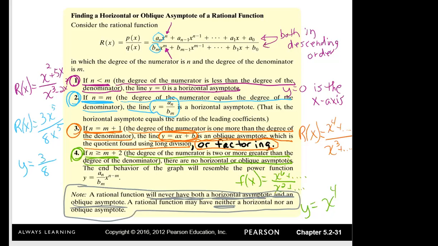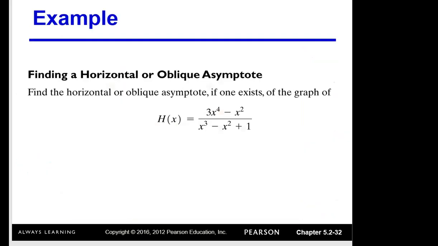Period. When it comes to horizontals and obliques, you can have a vertical with a horizontal, and you can have a vertical with an oblique, and you can have just a vertical and no horizontal and oblique. Okay, so here's their example. I'm just going to scan through it.